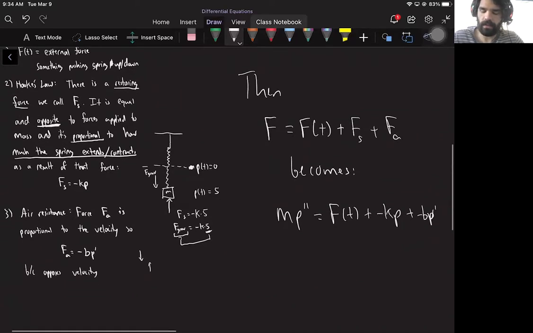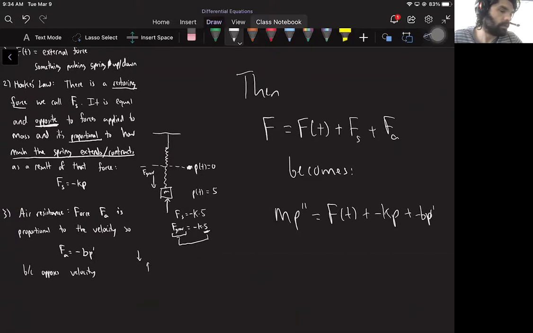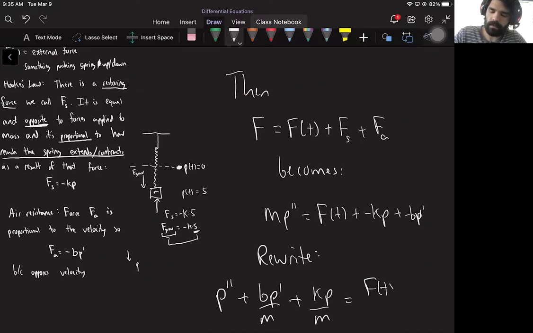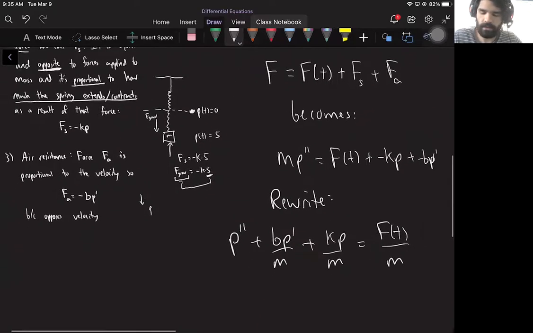So we get that, and it's a second order linear differential equation with constant coefficients, not necessarily homogeneous. And we can rewrite it as P double prime plus B P prime over M plus K P over M equals F of t over M. And we know how to solve these types of things.